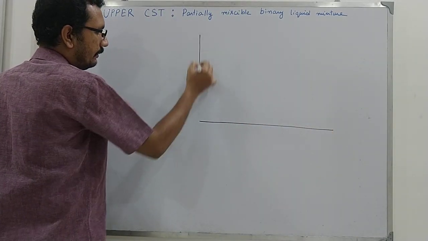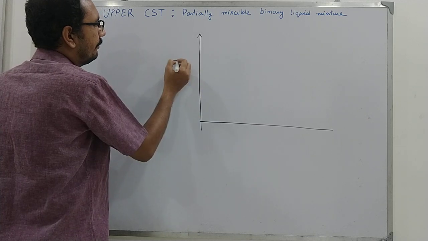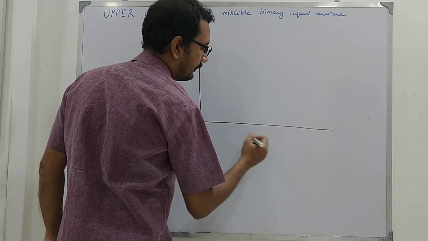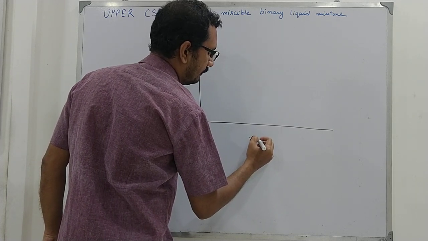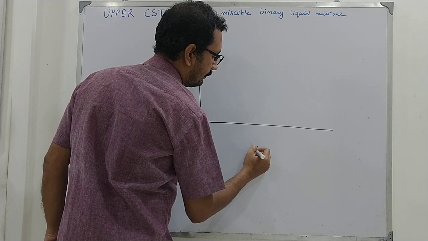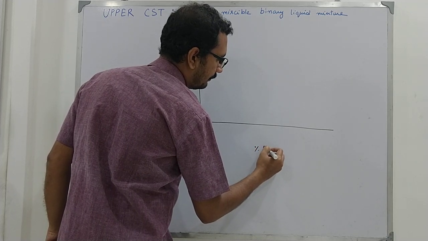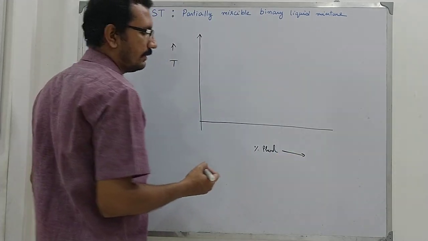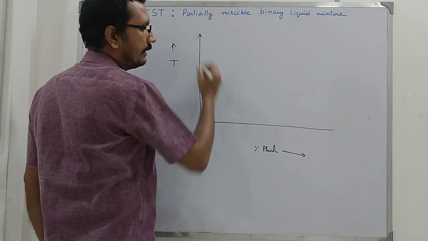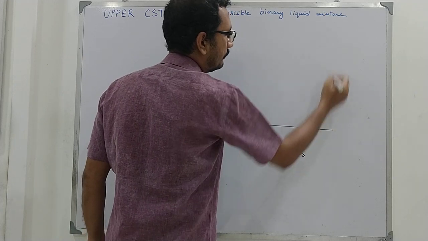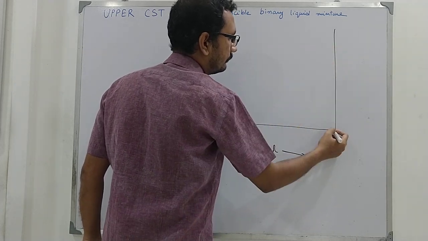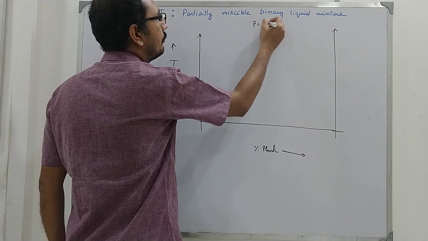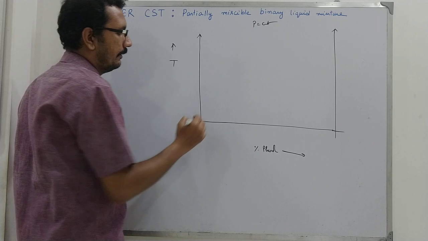So in this axis we will increase the temperature, and on the x-axis we will increase the percentage of phenol in the solution. So phenol will increase in this direction and temperature will increase in this direction in the diagram. Now we keep pressure constant while performing the experiment.